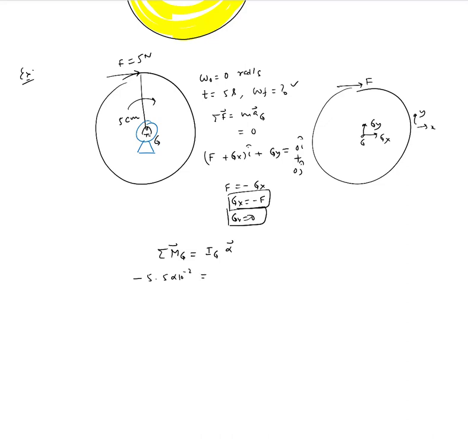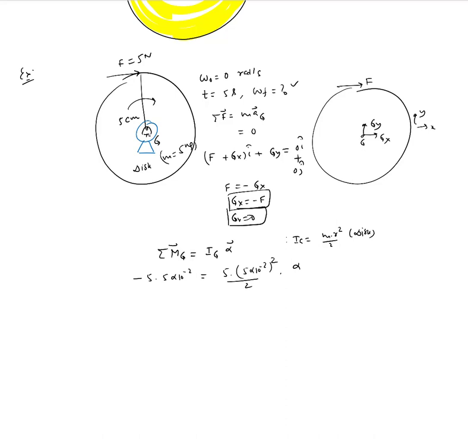Now what's I_G? We're assuming that this is actually a disc. So for a disc, I_G is M times, which is the mass, so we need to know the mass. Let's say mass is 5 kilograms. Okay, I don't know why I'm picking all fives here, but that's fine. 5 × 10⁻², R squared over 2. So here I've used the formula I_G equal to M times R squared over 2, which is for a disc, times alpha, which we don't know. Okay, so we'll find that out.